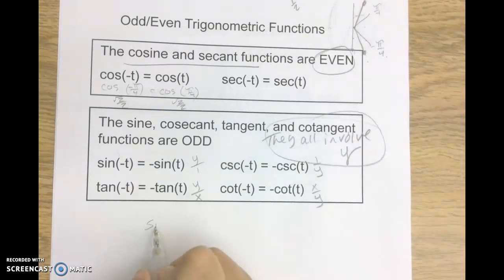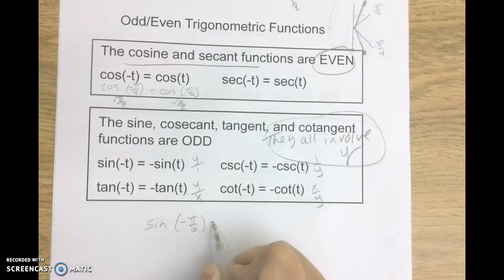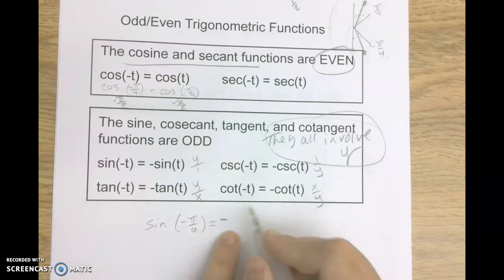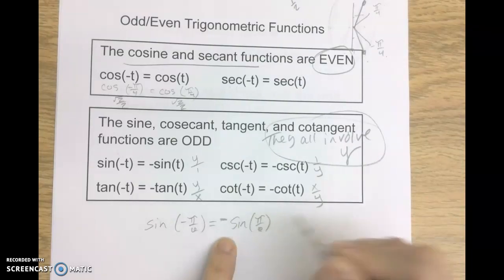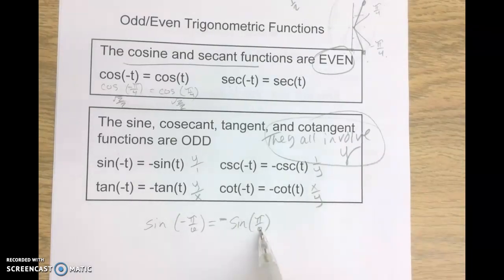Meaning, the sine of negative pi over 6 is not equal to the sine of positive pi over 6, but we make that negative. So I could take the sine of pi over 6 and just negate it for a negative angle. I can take the sine of pi over 6, which is 1/2, and negate it to get this value.